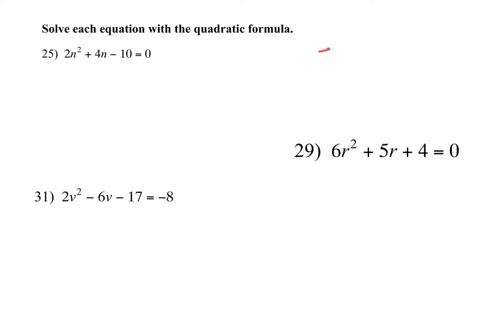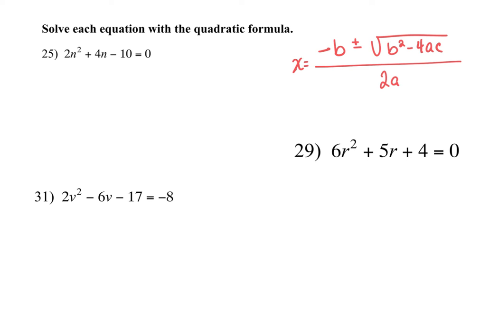Quadratic formula is negative b plus or minus the square root of b squared minus 4ac all over 2a. This is what x will equal. Two things. It has to be in standard form equal to 0. If it is not, you must do that first before you apply your quadratic formula.